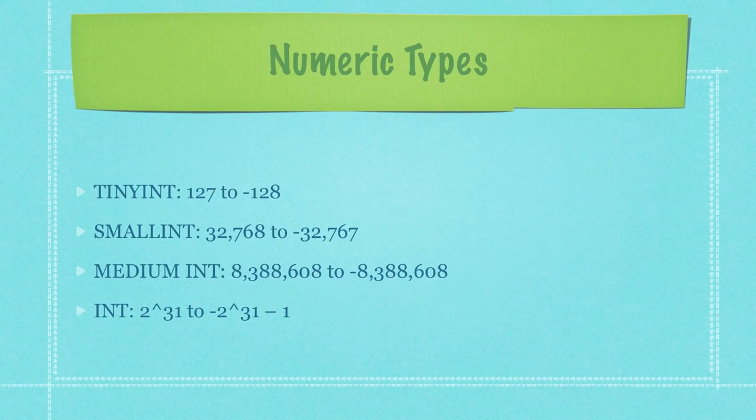Okay, for the numeric types, if you are only ever going to store a value between 127 and negative 128, you would use what's called a tiny int. You could also see here the minimums and maximums for small ints, medium ints, and ints in general.